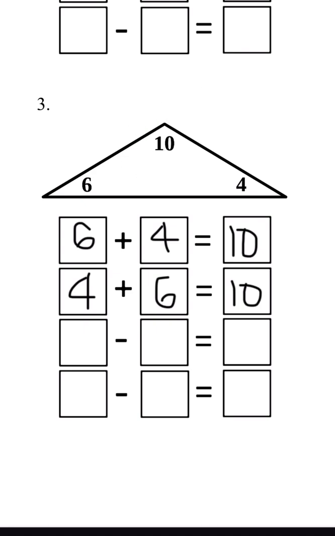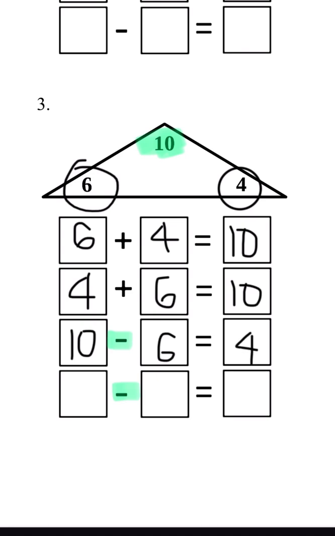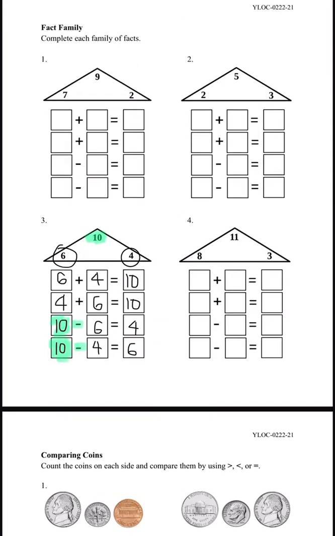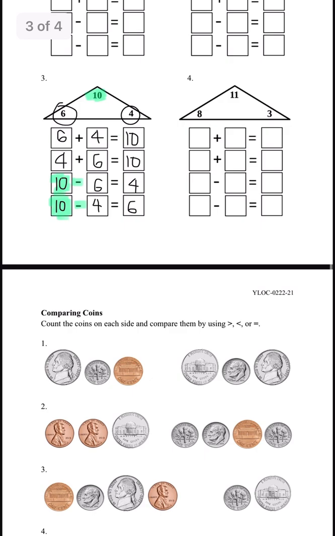Now since this is subtraction, we have to start with the largest number. The largest number is 10. So we do 10 minus, just choose any number. So we're going to do 6. 10 minus 6 is 4. And it works the other way, so we do 10 minus 4 is 6. But this number has to be the greatest number. Okay? Also over here.